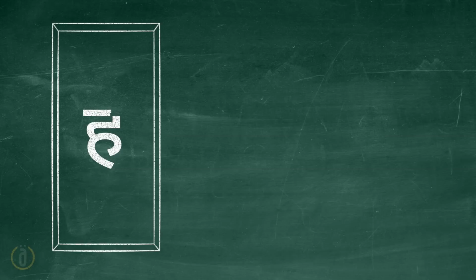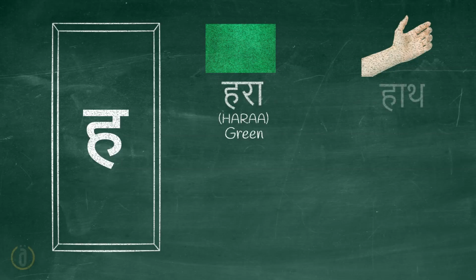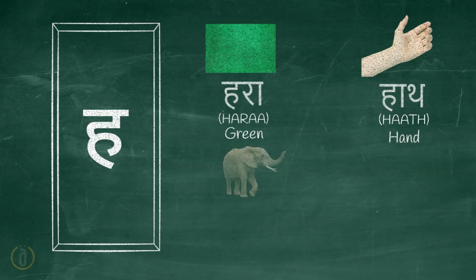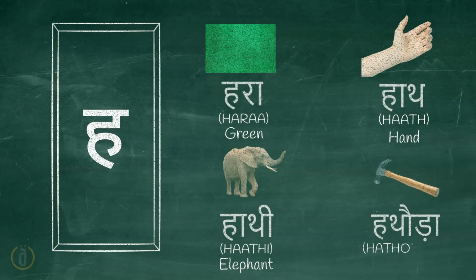Let us learn some words starting with ha. Hara, green. Haath, hand. Hathi, elephant. Howdah, hammer.